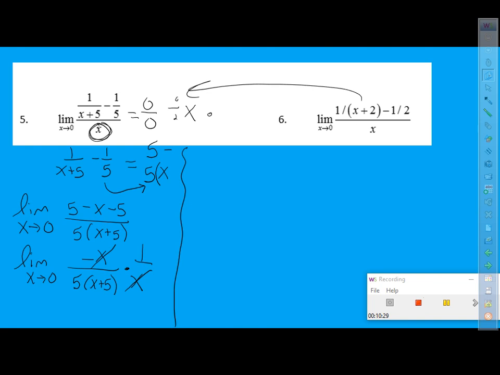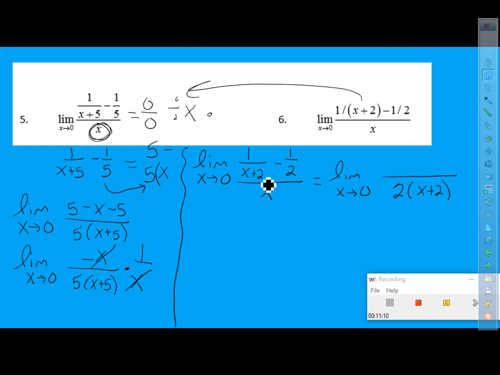So I'm going to play the same game on number 6. I'm going to think of this as the limit as x approaches 0. I'm going to think of this as 1 over x plus 2 minus 1/2 all over x. That way it looks just like number 5. This now becomes the limit as x approaches 0. I'm going to ignore this x again. At the end, I'm going to do a times of 1 over x. I'm going to get a common denominator, which is going to contain a 2 and an x plus 2.